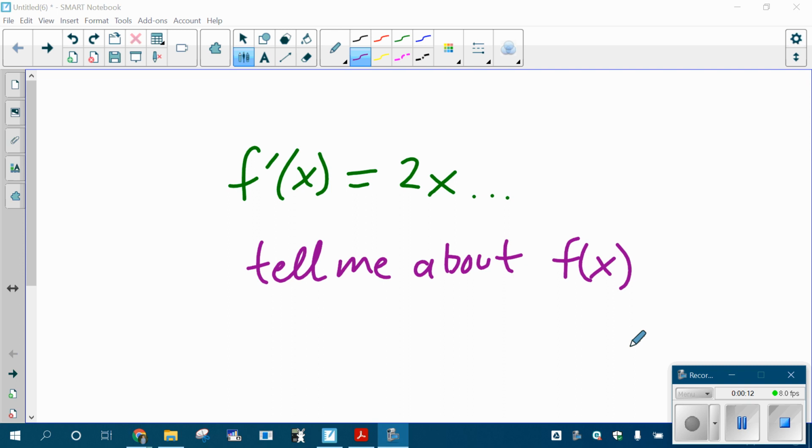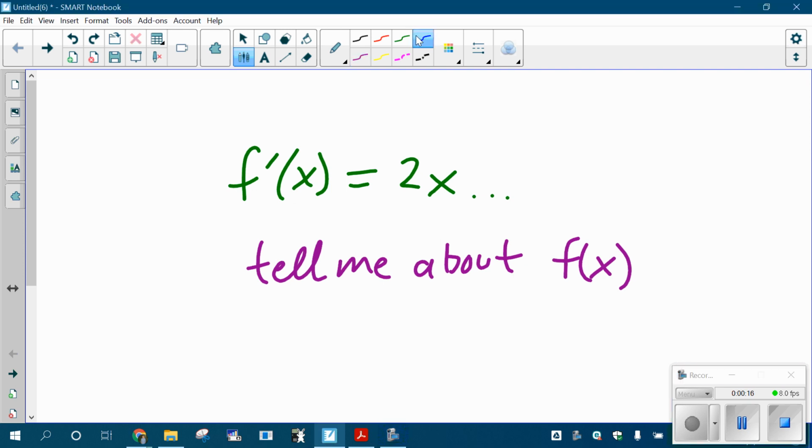Before we even talk about what we're going to be learning, I just want you to take about a minute and answer this question. I'm telling you, f prime of x, the derivative of f, equals 2x. Just tell me about f of x, the original function. Pause, take 30 seconds, a minute, and think about that.